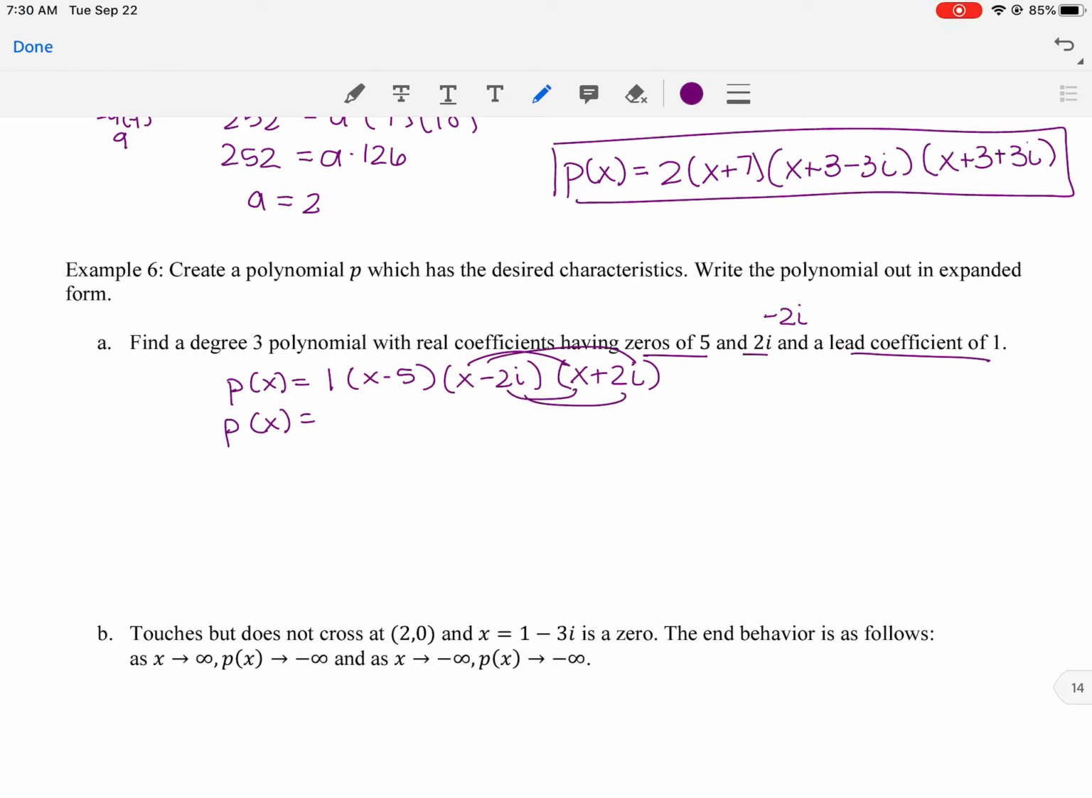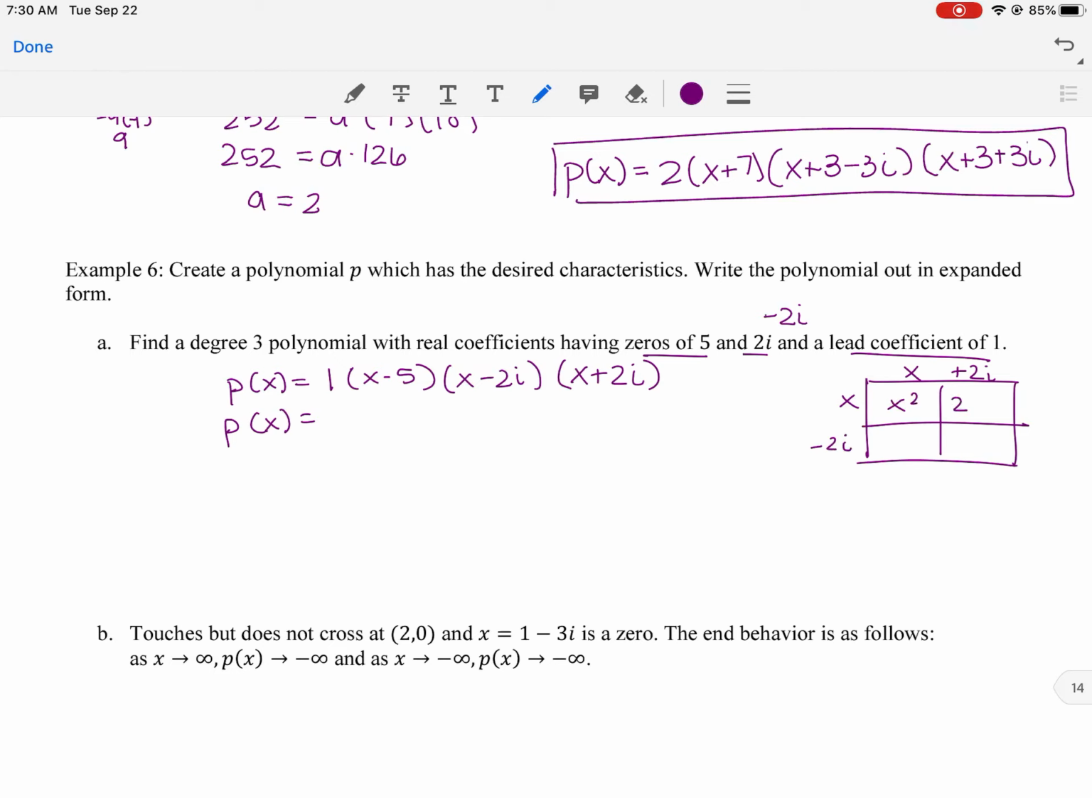So as I multiply this out, I would have x minus 5. Actually, I'm going to do it in a little box. I think that helps you just stay organized. It's not to say you have to do a box and you can't distribute, but x plus 2i, x minus 2i.